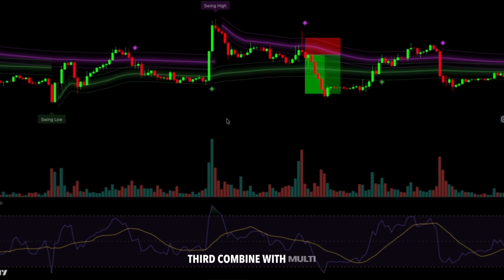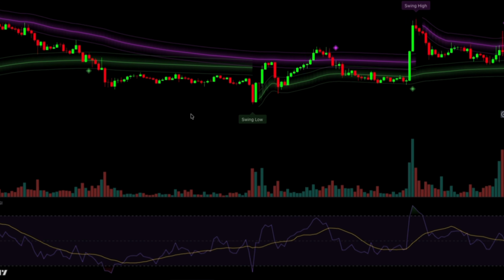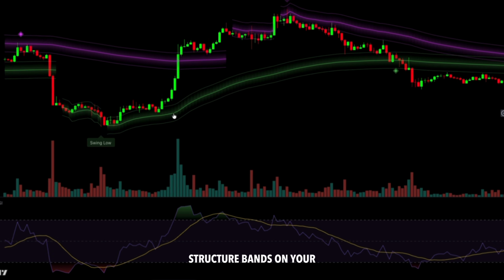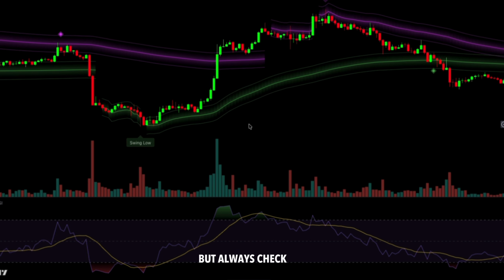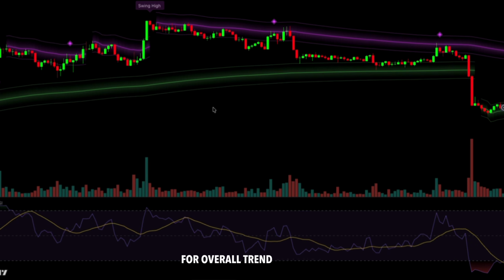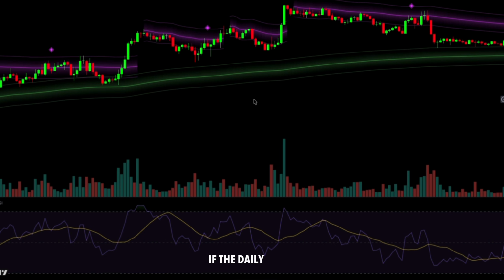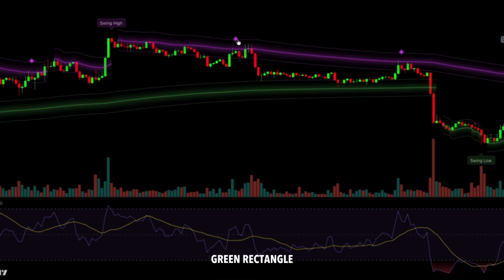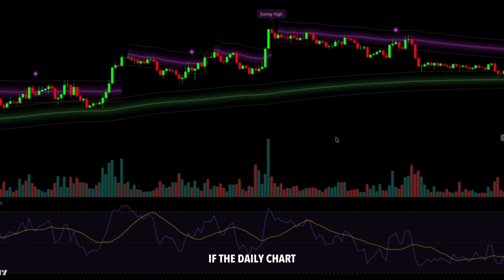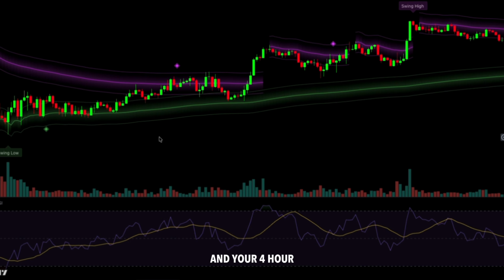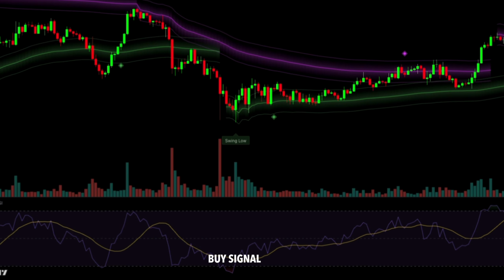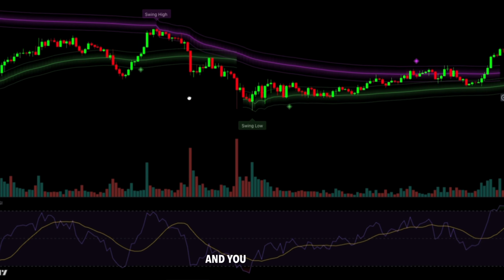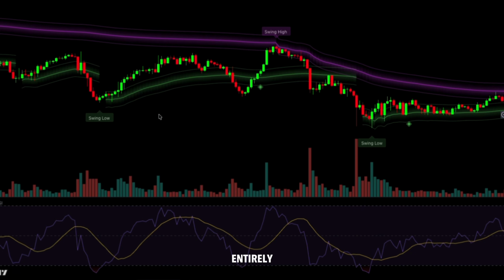Third, combine with multi-timeframe analysis. Use the swing structure bands on your trading timeframe, but always check the higher timeframe for overall trend direction. If the daily chart shows a clear uptrend and your 4-hour chart gives you a green rectangle buy signal, that is alignment. If the daily chart shows a downtrend and your 4-hour chart gives you a green rectangle buy signal, that is divergence and you should be more cautious or skip the trade entirely.